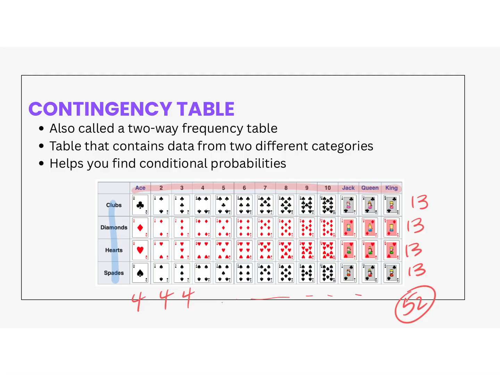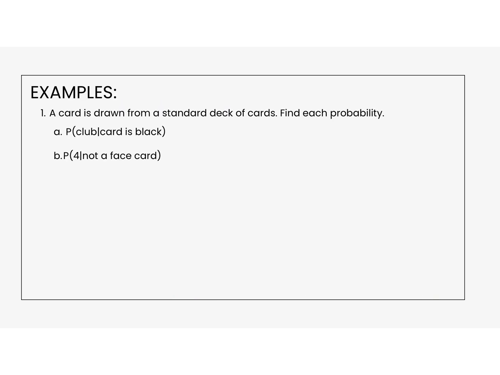So let's look at an example here. I do recommend that you follow along in your note packets if you're doing this, because you're going to want to use this table that I'm going to talk about again. So the first one we're going to look at, we're going to find the probability. A card is drawn from a standard deck of cards. So we're going to say that the probability is a club given the card is black. Okay, so there are 13 clubs.